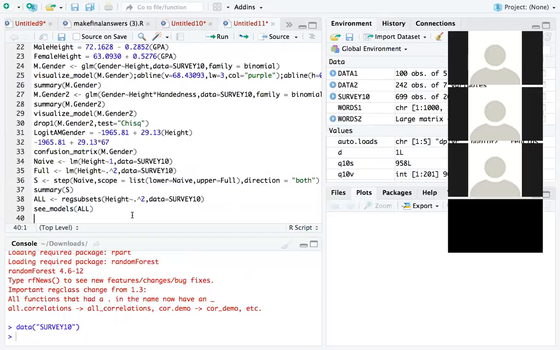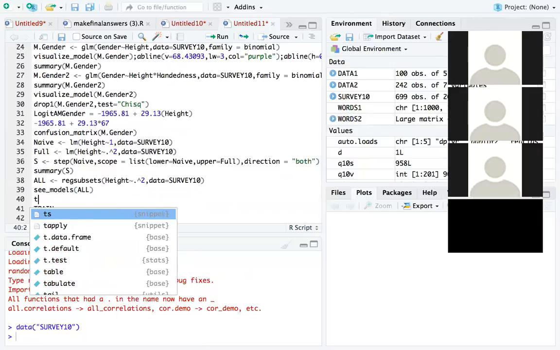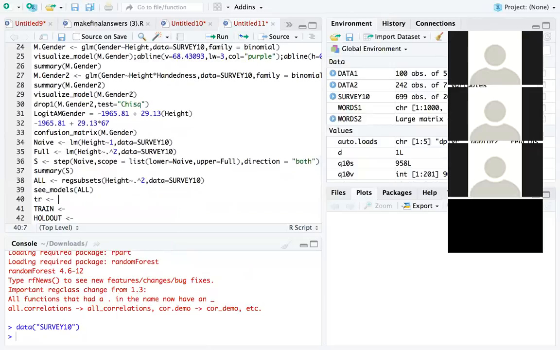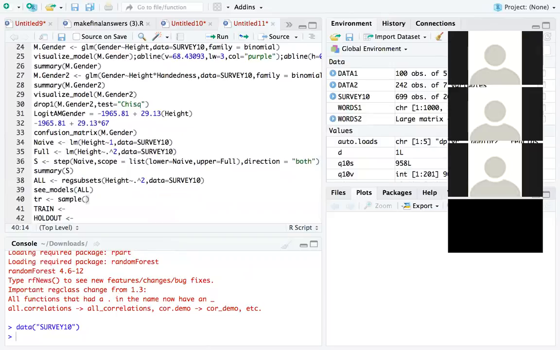Okay, let's make a predictive model. We're going to predict one of your heights. So let's go ahead, and to make a predictive model, we need a train, and we need a holdout. And so now we're going to make train rows. Let's call them TR. Train rows are going to be a sample. And we want to sample from 1 to the number of rows.